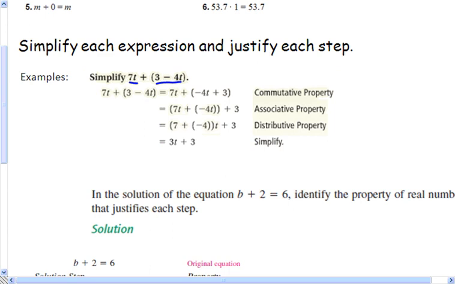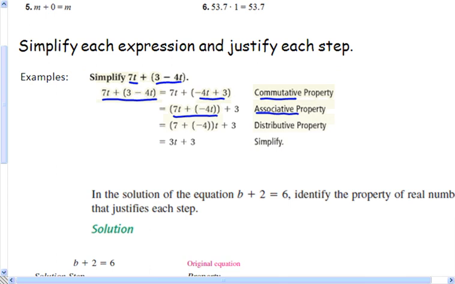And really, the reason we can do that is because we can rearrange the order and the grouping by using the commutative and associative properties. So here we wrote the original statement, and we rewrote it by just switching around the numbers inside the parentheses. When you switch numbers around, that's the commutative property. And then we regrouped it, so we combined the 7t and the negative 4t in one group, and then the plus 3 outside there. When you change the grouping, that's the associative property of addition.